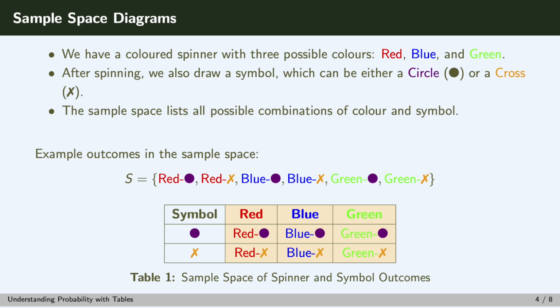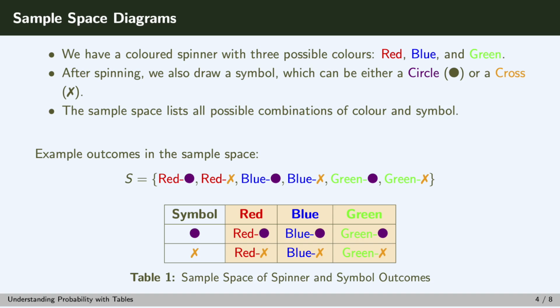Imagine we have a coloured spinner with three colours, red, blue and green. After spinning, we draw one of two symbols, a circle or a cross. Our sample space diagram, or two-way table, lists every combination we can get with these colours and symbols. Picture this as a table with 3 rows, each for one colour, and 2 columns, one for the circle and one for the cross. So for example, row 1 represents red and column 1 represents the circle. When they meet, they give us red and circle.